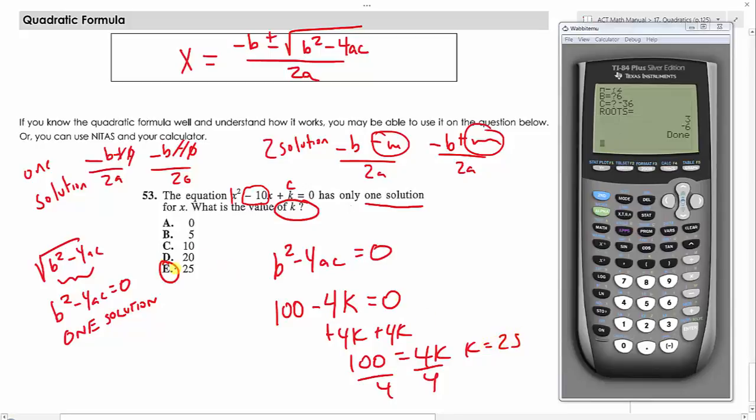So like I said, if you have a good sense of the quadratic formula and what it tells you, you may be able to use the quadratic formula in a question like this.